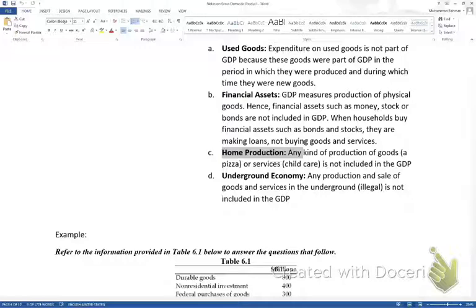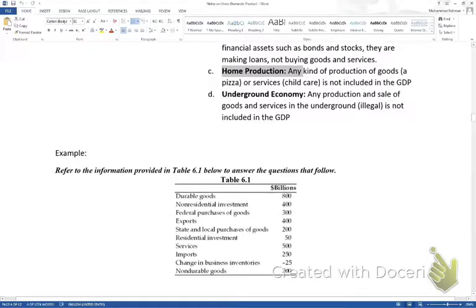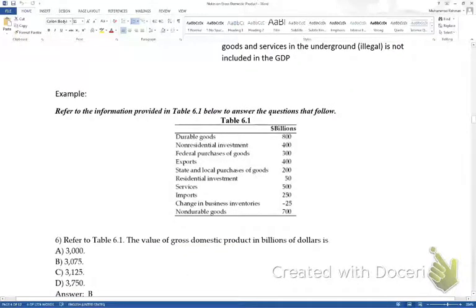The way you are selling those goods is illegal. You are not paying the government any tax. You don't have a permit to sell that. So from that perspective, these economic activities, which are part of the underground economy, are not part of the GDP calculation. Okay, now let us quickly look at an example before we conclude our lecture number 1.